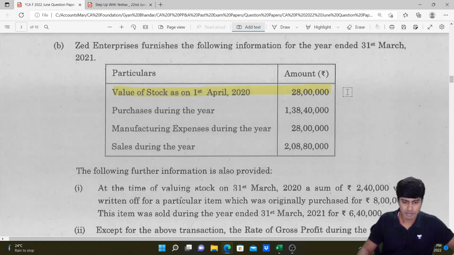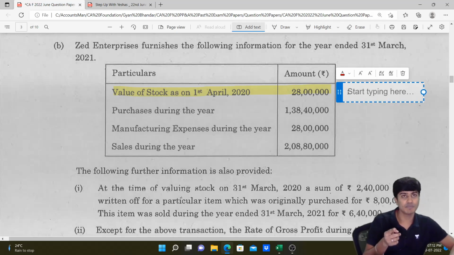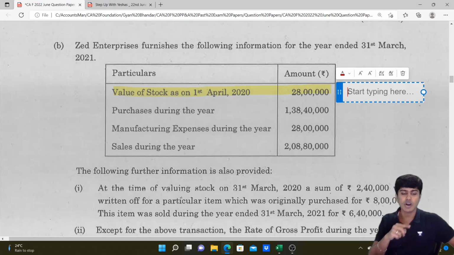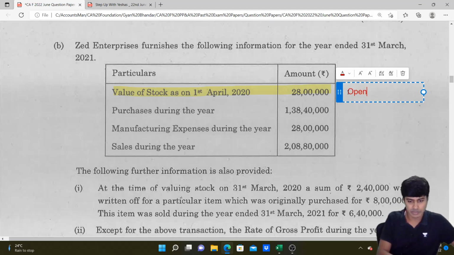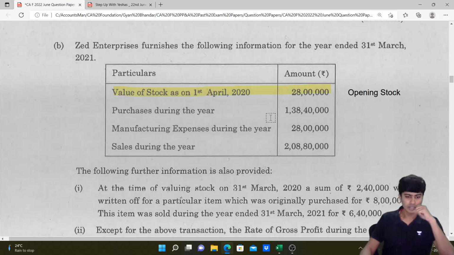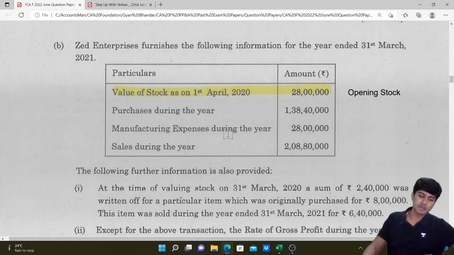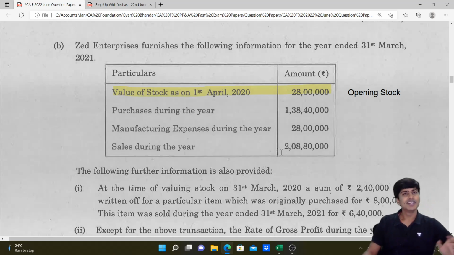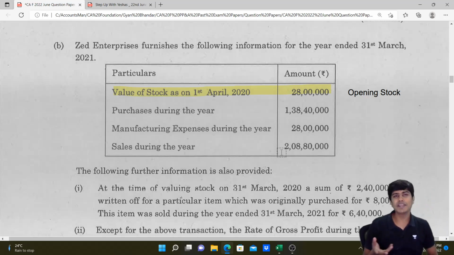See, they want stock as on 31st of March 2021. They have given stock as on 1st of April 2020. So what is it? This is opening stock. They have given purchases, they have given manufacturing expenses, they have given sales. So all you need to do is something very simple. Apply COGS formula.